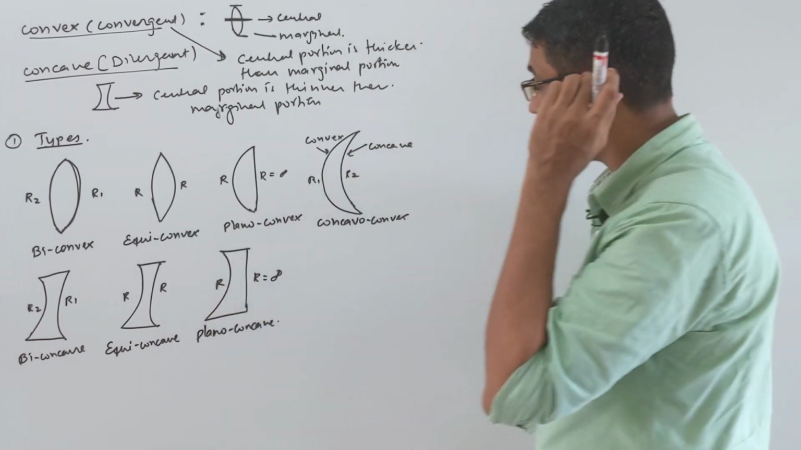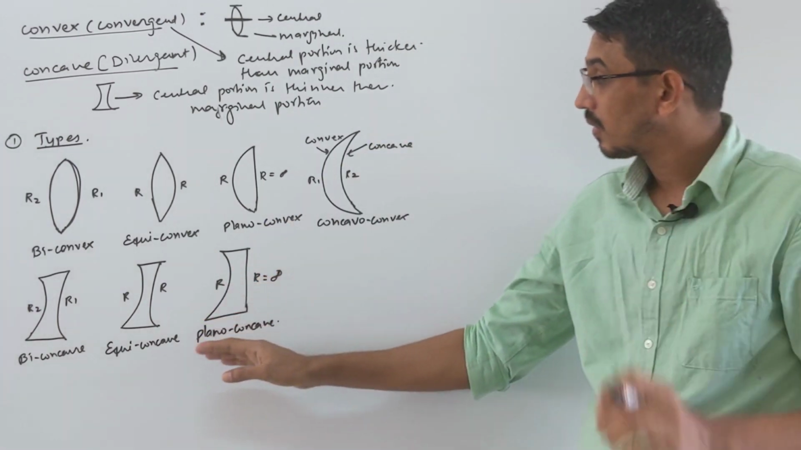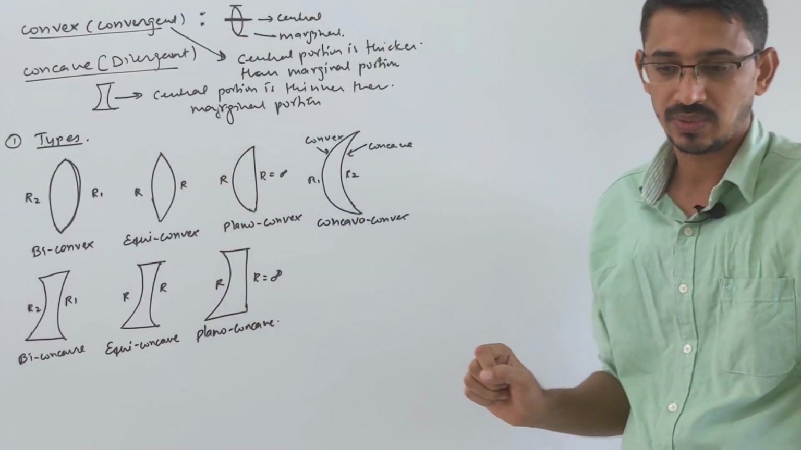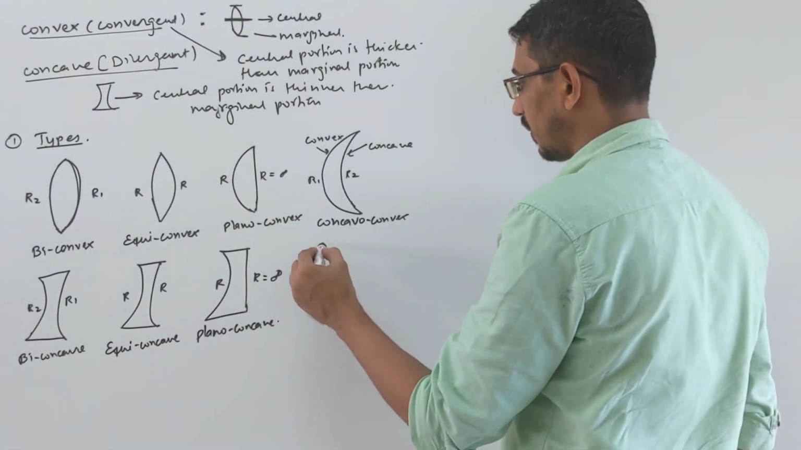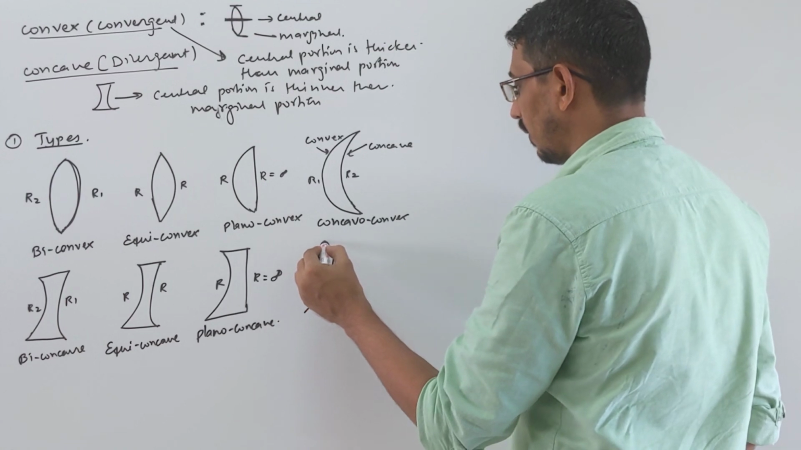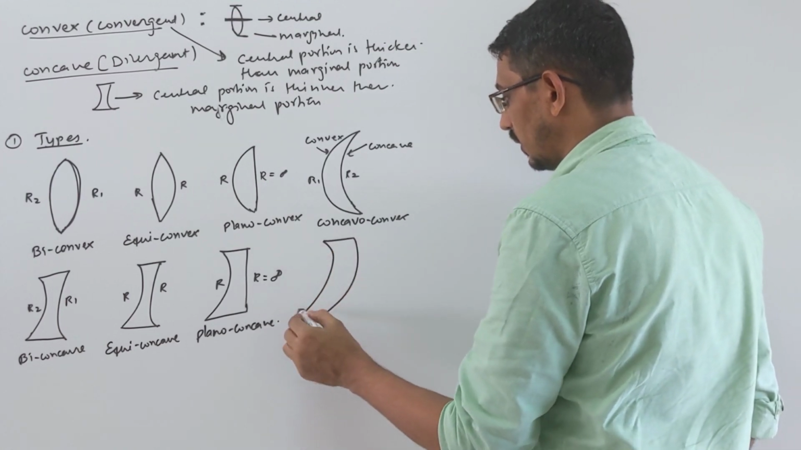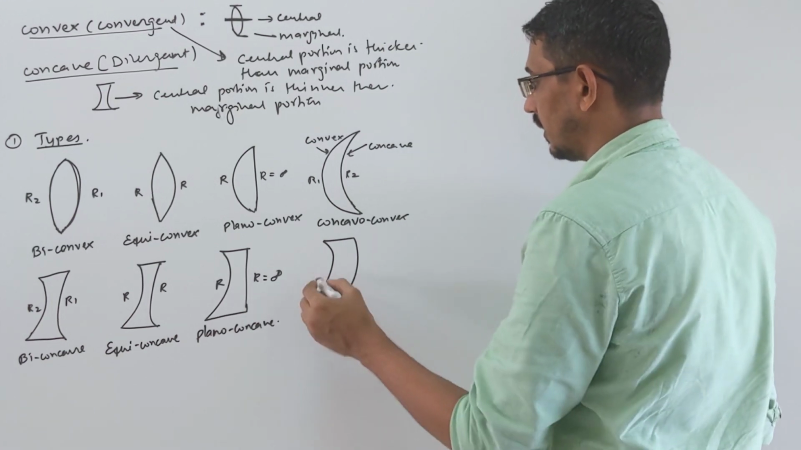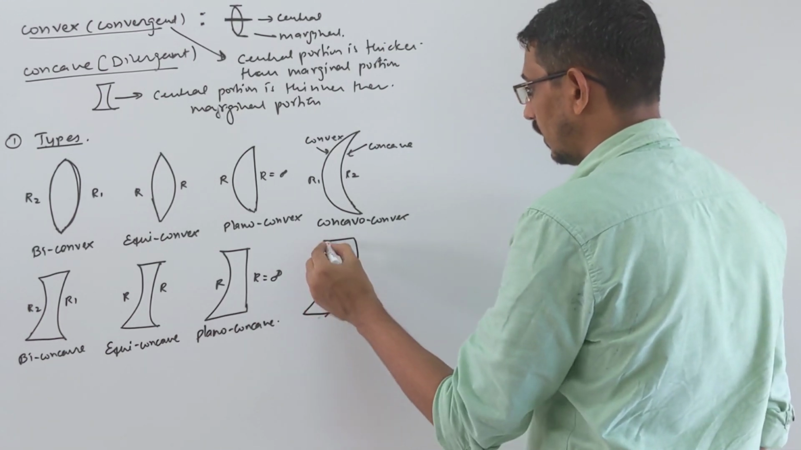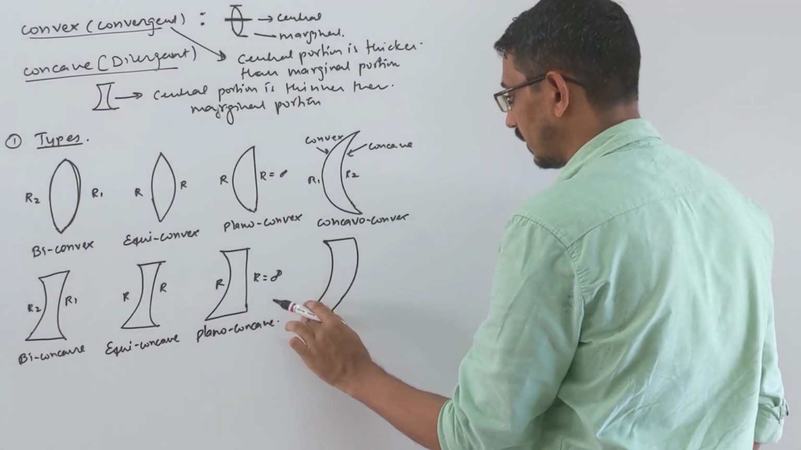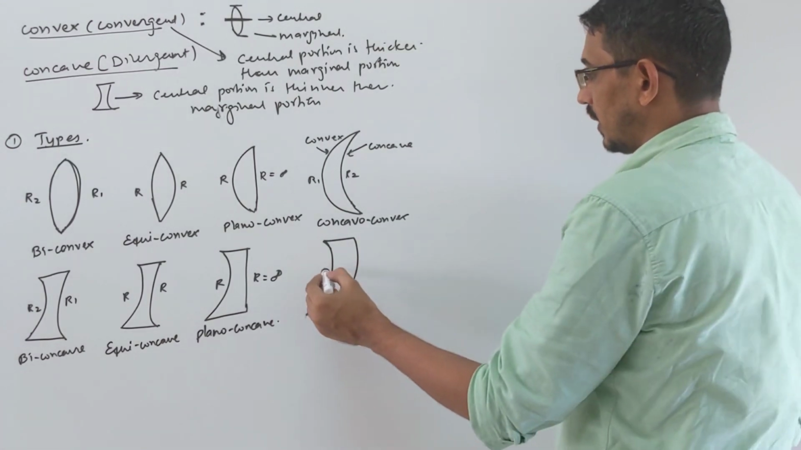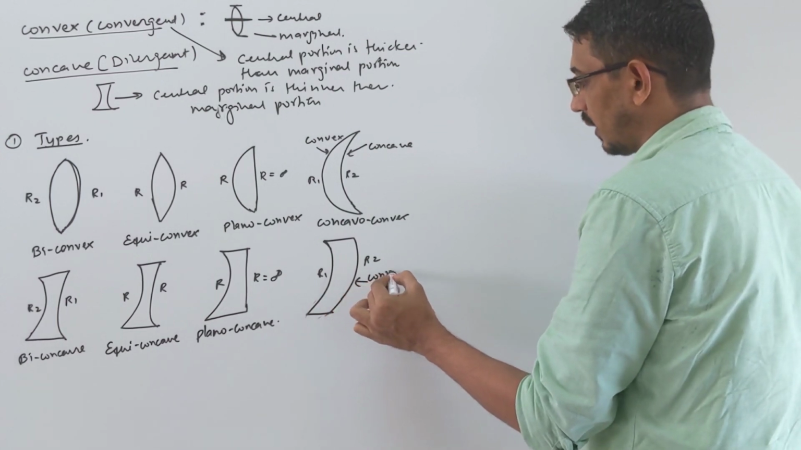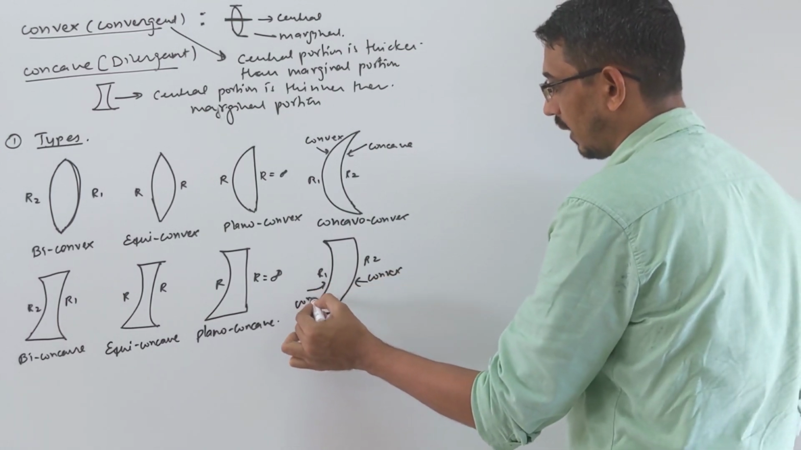Plano-concave, correct? In the same way, in a concave lens you can have a convex type of surface also. Then it looks like that. Generally sunglasses are made of this type of lens. Suppose this is R1, this is R2. You see, this is your convex side, and this is your concave side.